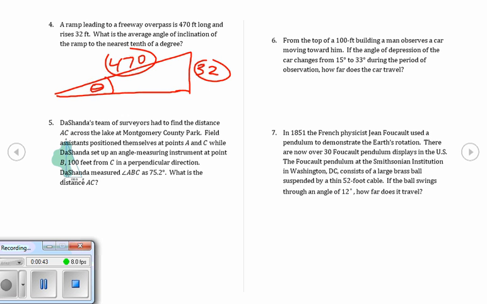Here's the way you could set it up. Sine of some angle equals opposite 32 over hypotenuse 470. Does that look familiar? That's kind of like a rewrite from an inverse sine question. That would mean it was inverse sine of 32 over 470. And that tells you an angle.